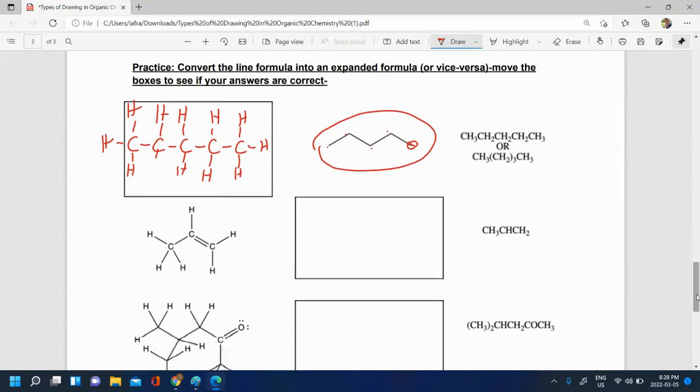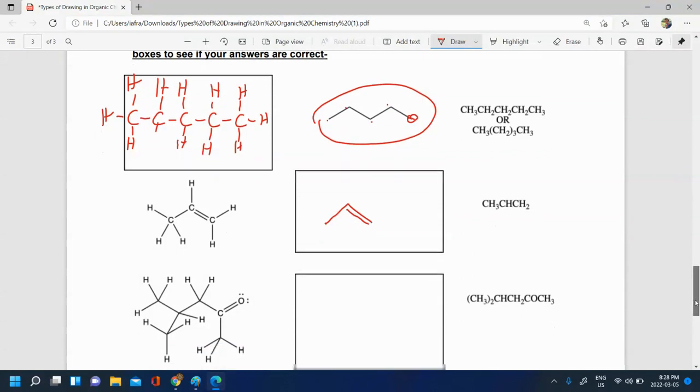Okay, here we have an expanded structure. We need to make it a line diagram. So we have 3 carbons. So 1, 2, 3. Double bond over here. That's it. Don't have to show the H's.